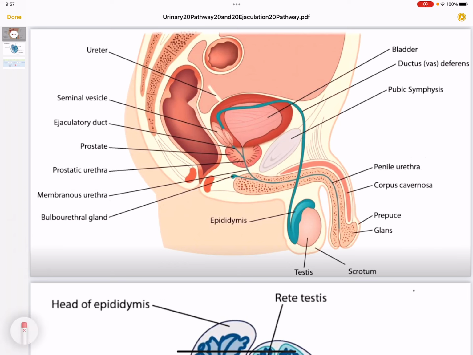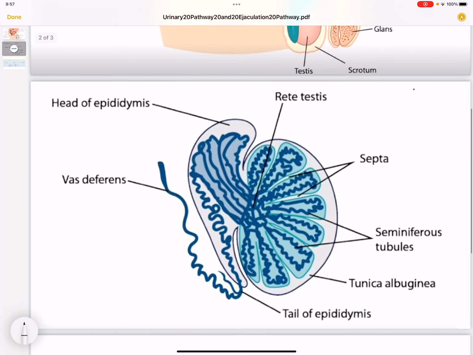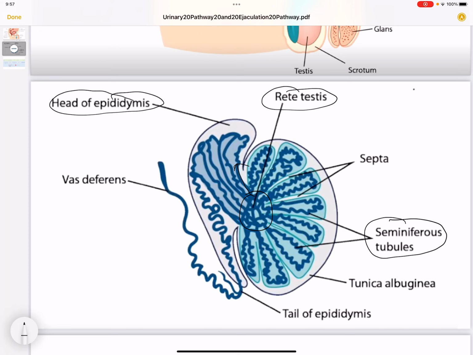Let's talk about the ejaculatory pathway. First, we need to talk about where sperm is made. Sperm is made in the seminiferous tubules. From the seminiferous tubules, it is going to reach the rete testis over here. From the rete testis, it is going to reach the head of the epididymis, and then it is going to travel to the tail of the epididymis, then ultimately is going to reach the vas deferens.